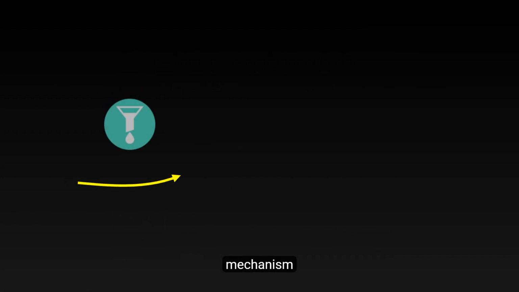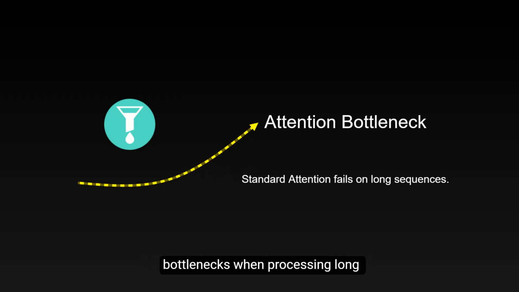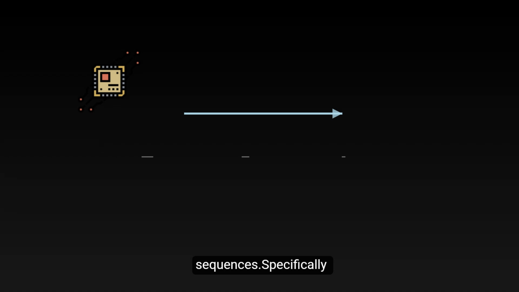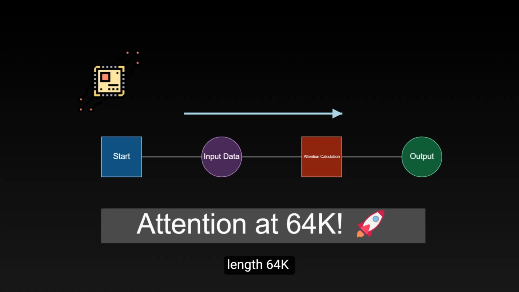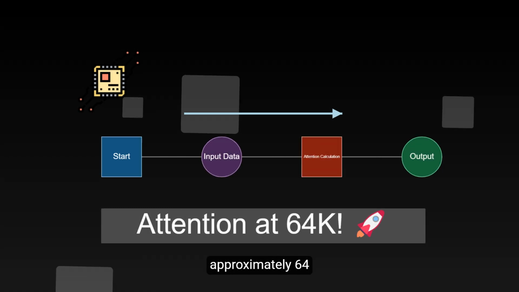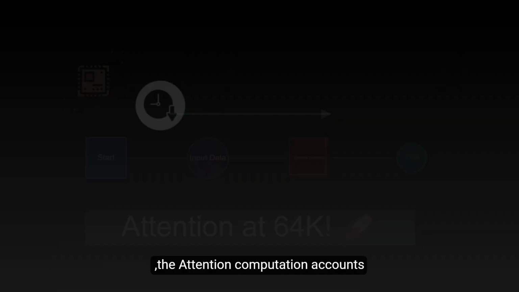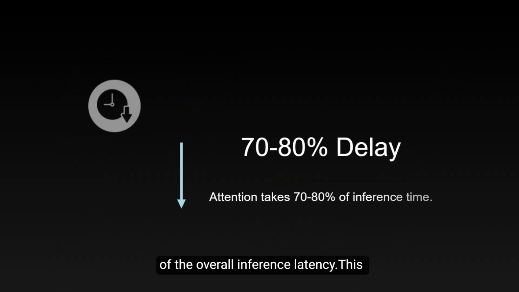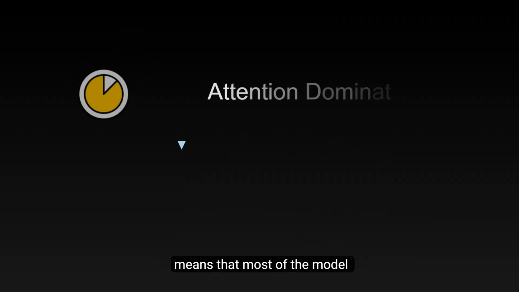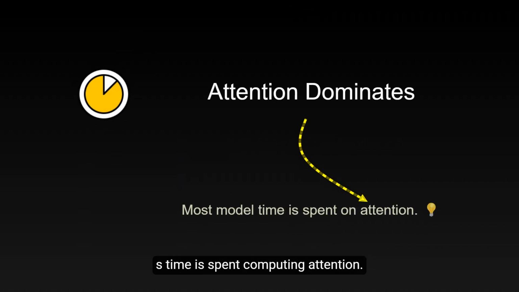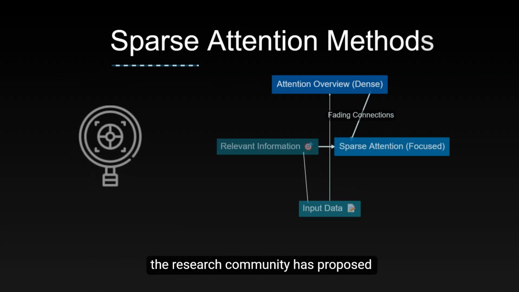The standard attention mechanism encounters computational bottlenecks when processing long sequences, specifically when dealing with sequences of length 64K, approximately 64,000. The attention computation accounts for 70 to 80% of the overall inference latency. This means that most of the model's time is spent computing attention. To address this issue, the research community has proposed various sparse attention methods.